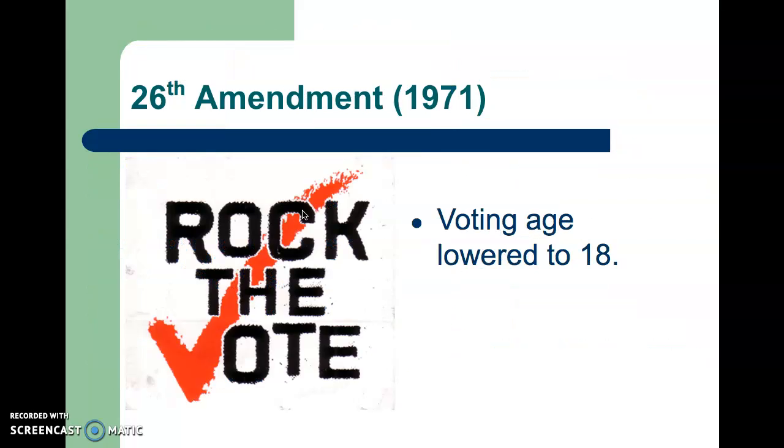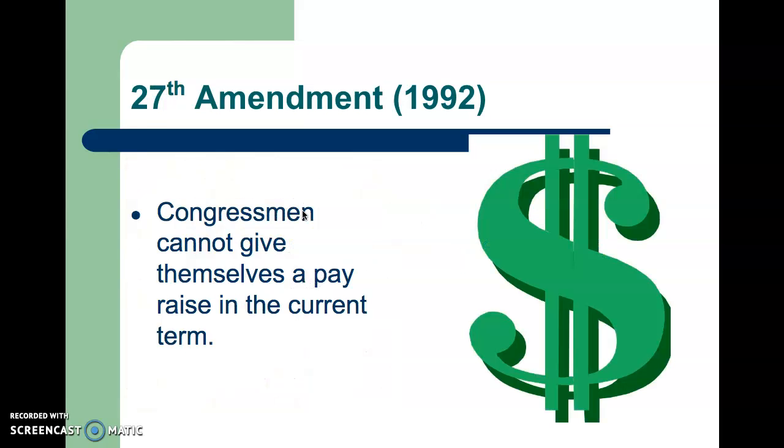The 26th Amendment in 1971, the voting age is lowered to 18. So when you turn 18, you'll get your little voter registration card and you can vote in all sorts of elections, local and otherwise. And then the last, most recent amendment that has been passed, in 1992, the 27th Amendment. Congressmen cannot give themselves a pay raise in the current term, which makes things a lot easier, because if they could, they would just spend all that time giving money to themselves.